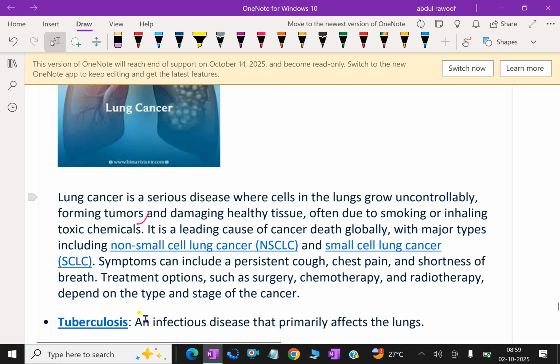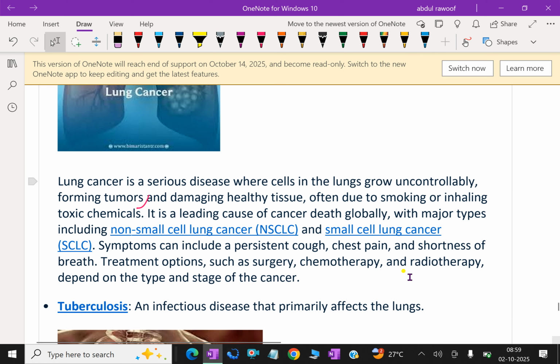Symptoms can include a persistent cough, chest pain, and shortness of breath. Treatment options such as surgery, chemotherapy, and radiotherapy depend on the type and stage of the cancer.